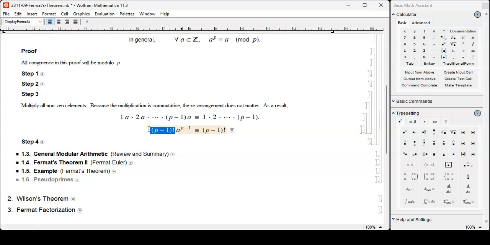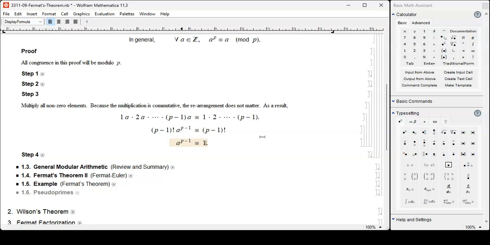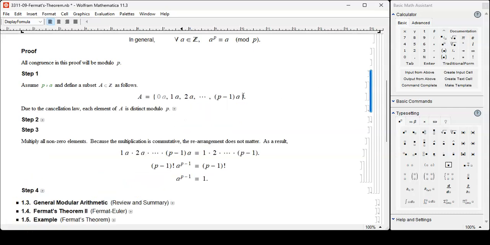P does not divide (P minus 1) factorial. P is relatively prime to everything from 1 to P minus 1. So we can use this cancellation law. We end up with a to the P minus 1 power is congruent to 1. You see, we have this long preparation.